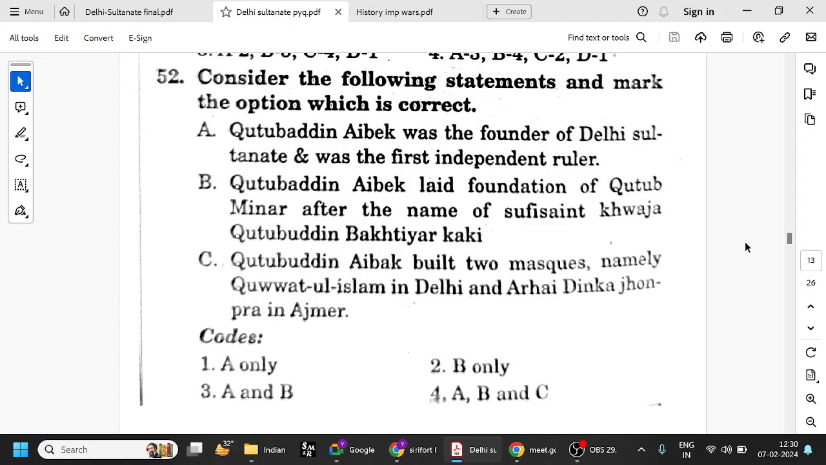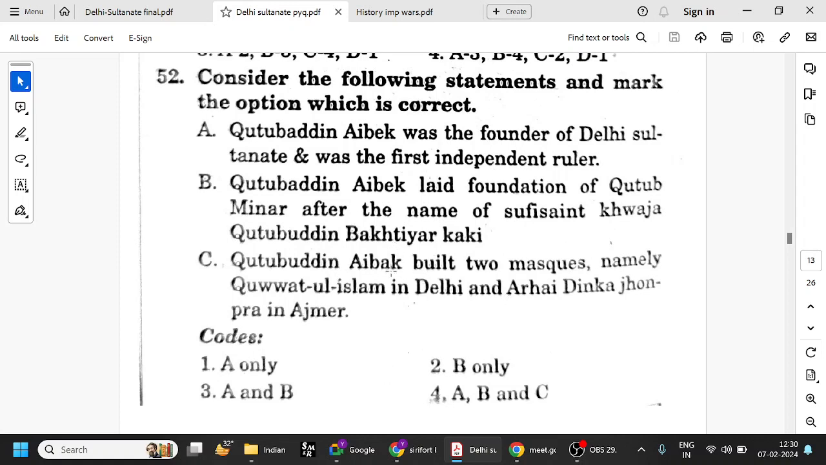Qutbuddin Aibak was the founder of the Delhi Sultanate and was the first independent ruler, which is true. We saw he is the founder, also called Lakh Baksh. Qutbuddin Aibak laid the foundation of Qutub Minar in the name of Khwaja Qutbuddin Bakhtiyar Kaki, which is true. He laid the foundation. It was later completed by Iltutmish.